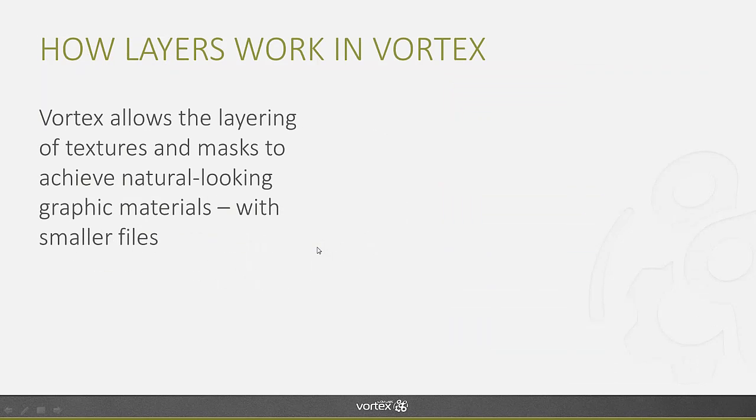So I've been mentioning that you could layer textures on top of one another. That is true in Vortex 6.7, which is coming out in the next few weeks. And what you'll be able to do is layer textures and masks on top of one another in different channels to achieve better looking graphic materials with smaller files.